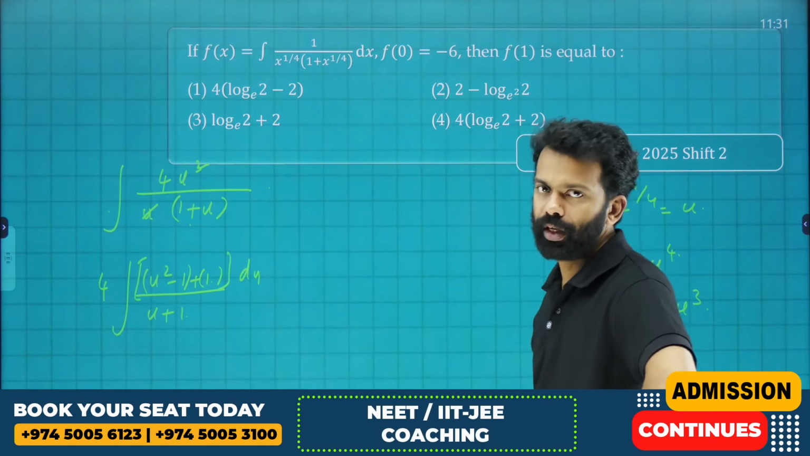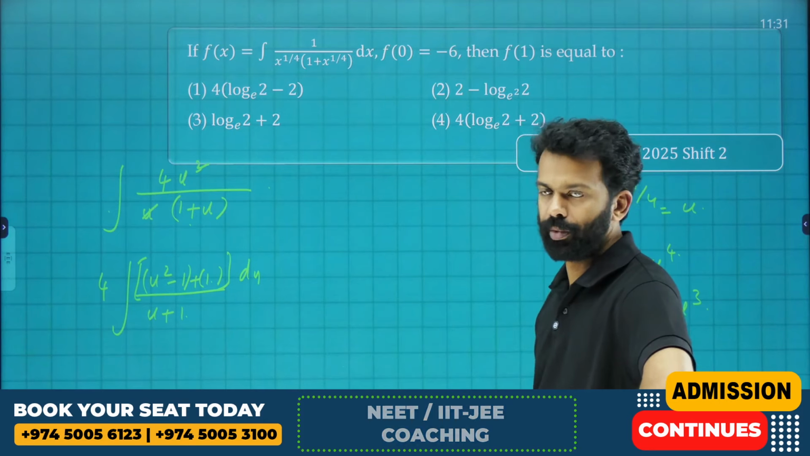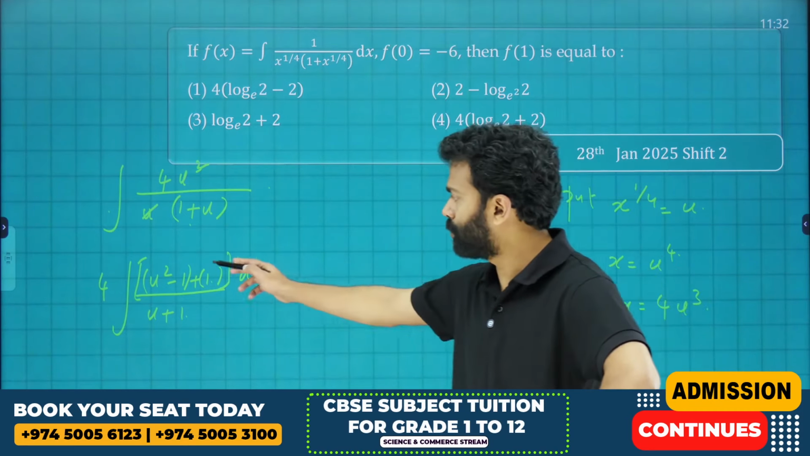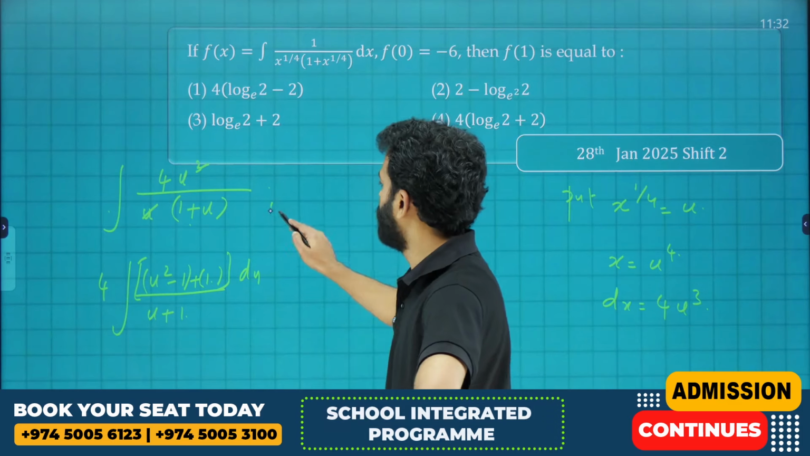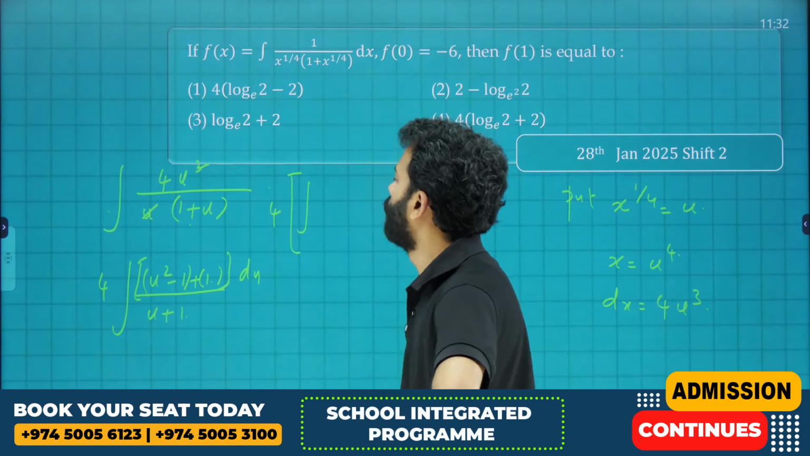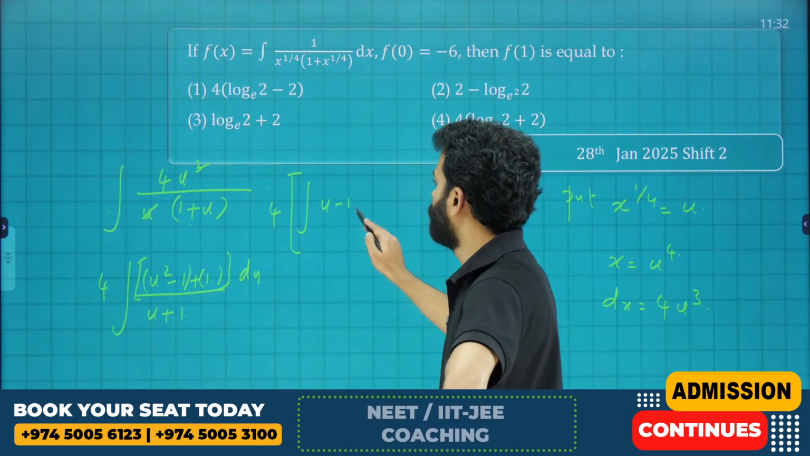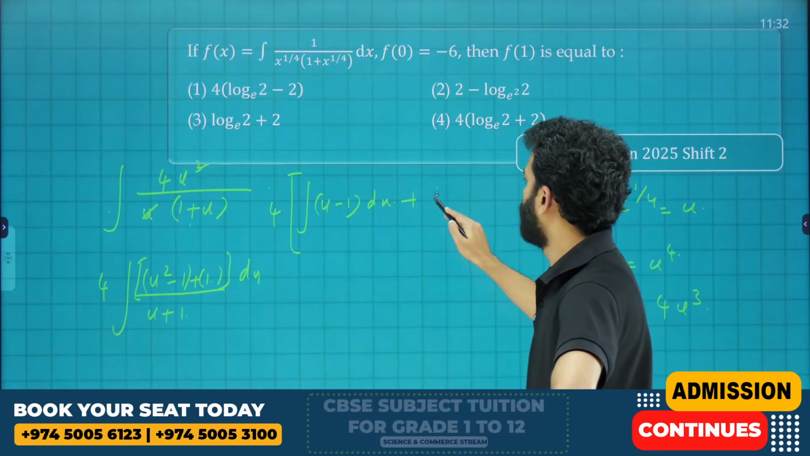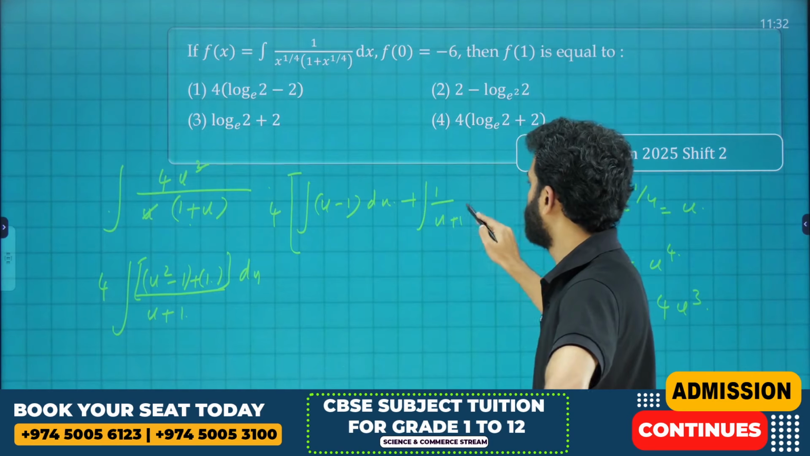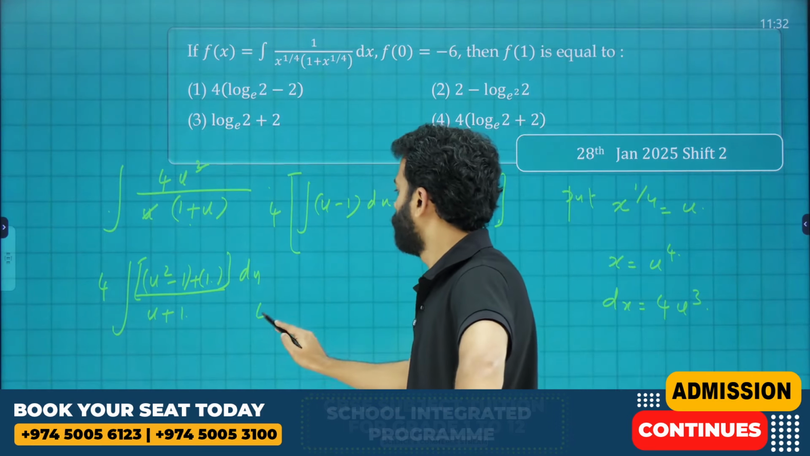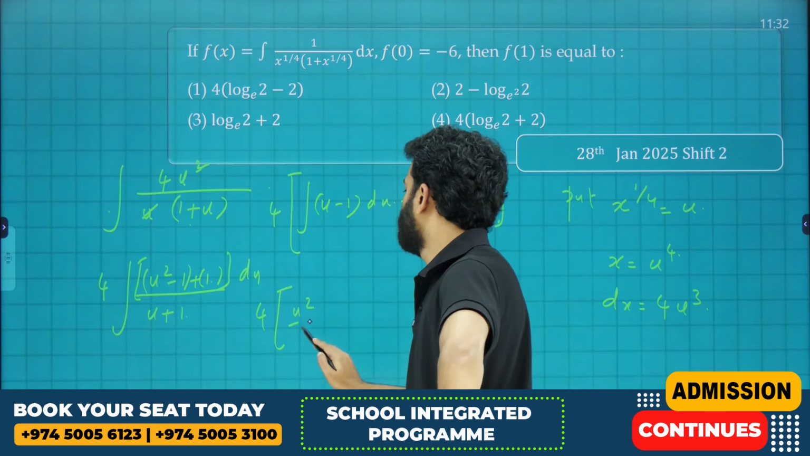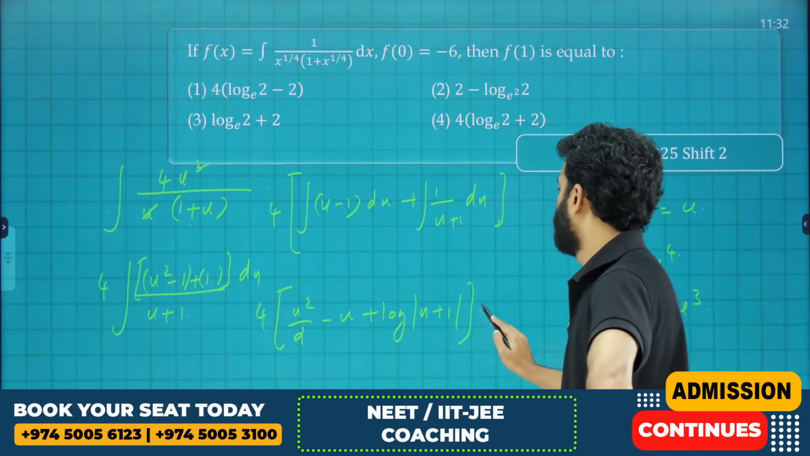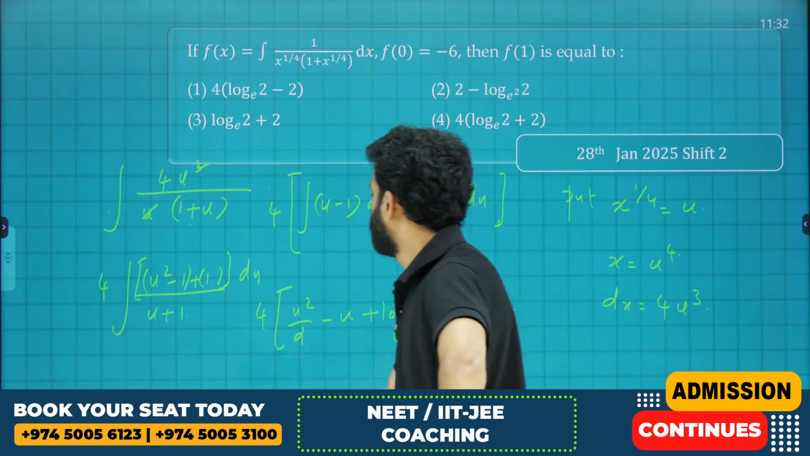So it will be u square minus 1 divided by u plus 1, plus 1 by u plus 1. It will be like that. And what is u square minus 1 divided by u plus 1? That is u minus 1 into u plus 1. U plus 1 and u plus 1 will get cancelled. And the remaining will be 4 into integral of u minus 1 into du, plus integral 1 by u plus 1 into du. Okay, and what about this one? 4 into, integrating u du gives u square by 2 minus u plus log mod u plus 1. Okay, and plus c. It will be like this. Okay, this is what f of x is.